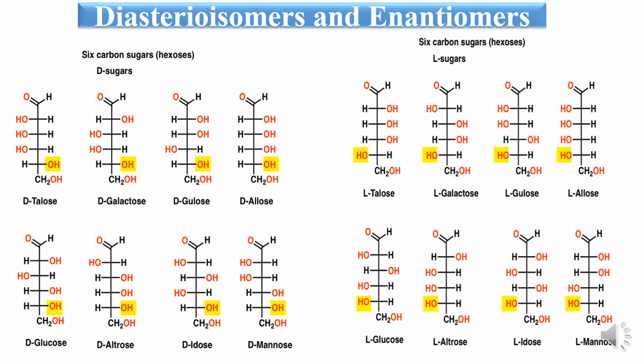Now, the enantiomers are the capital D and L type of isomerism in which the variation is only at the penultimate carbon atom. The hydroxy group position is different only at the penultimate carbon and they are mirror images of each other.